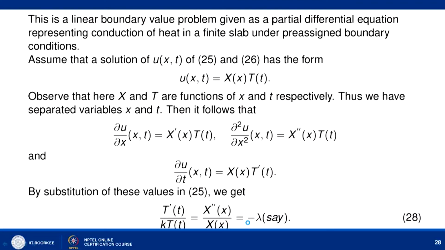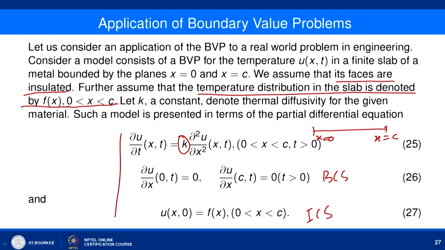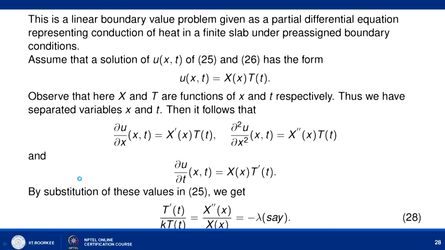To solve this, observe that this is a linear boundary value problem given as a partial differential equation representing conduction of heat in a finite slab under preassigned boundary conditions. Now let us assume that the solution, u(x,t), which we are searching for, represents the temperature distribution at the point x at the time t, and let us assume that the solution u(x,t) has the following form, X of x into T of t. It means that the solution can be separated into a function of x and a function of t.